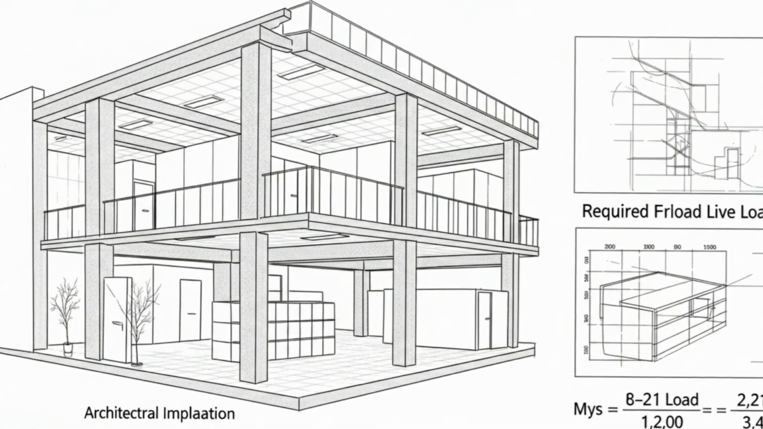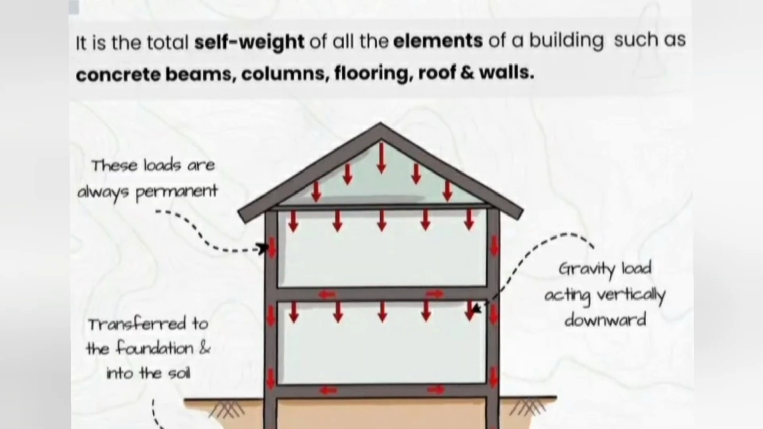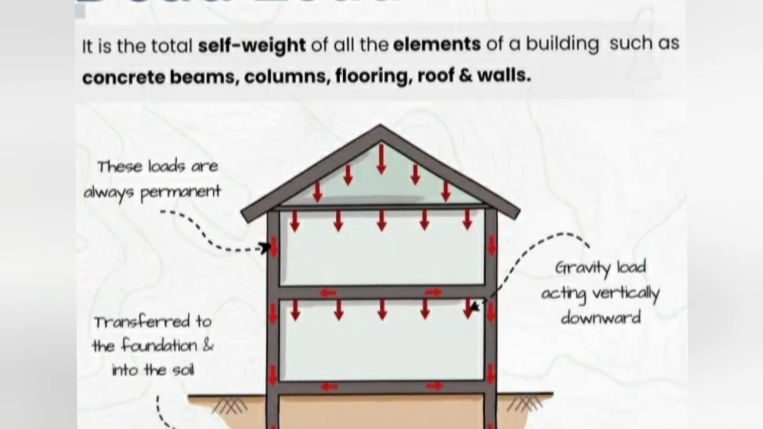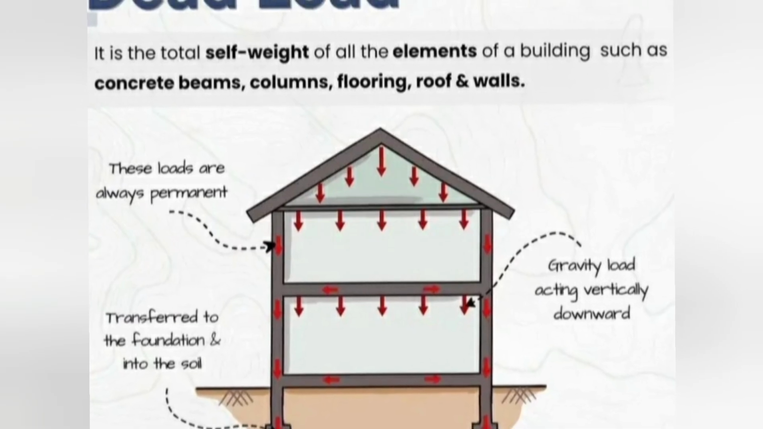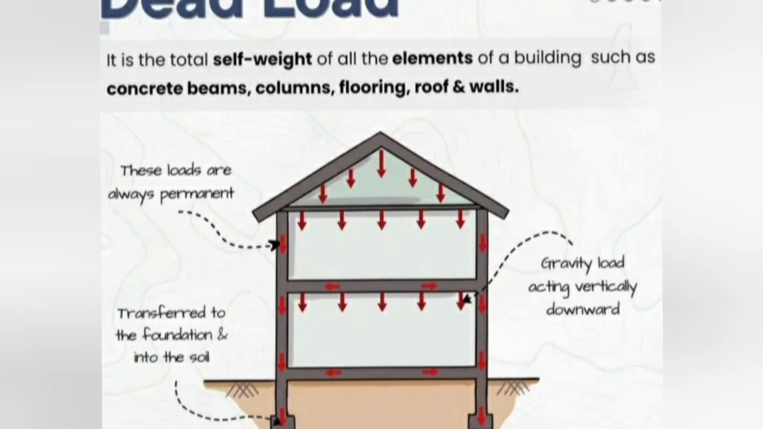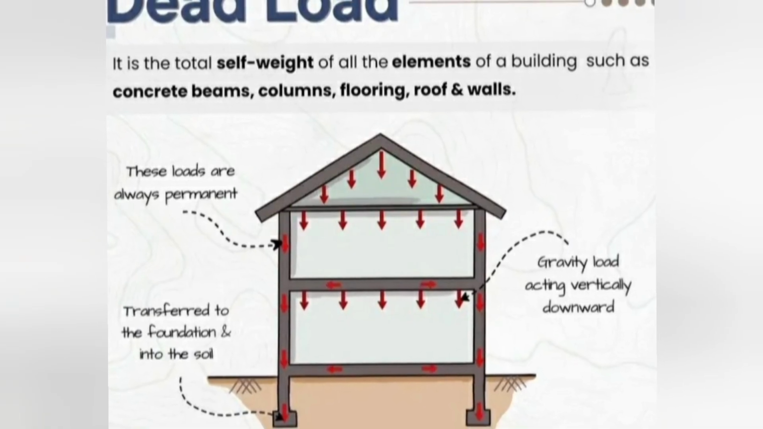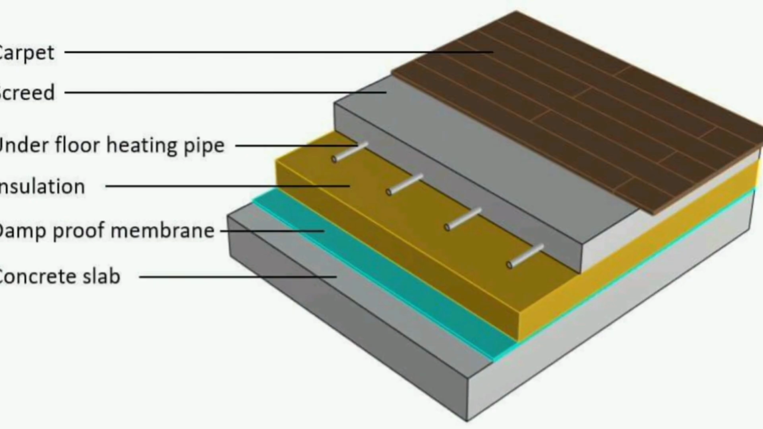Let's start with the most permanent and predictable of all, the dead load. In simple terms, the dead load is the weight of the building itself. This includes every permanent, static element, the weight of the structural steel or concrete, the floors, the walls, the roof, the mechanical equipment permanently bolted down, and even the permanent finishes like tile and brick cladding. It's called dead because it doesn't move.